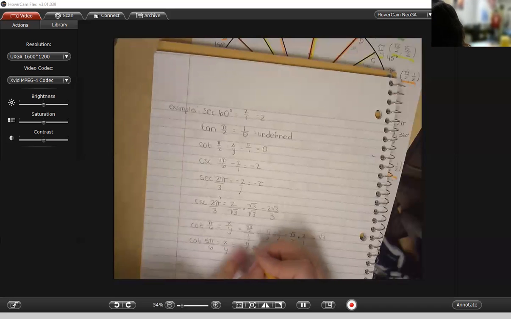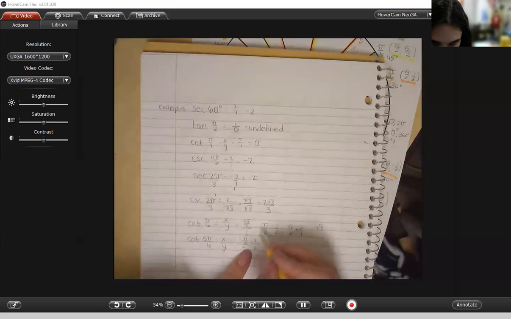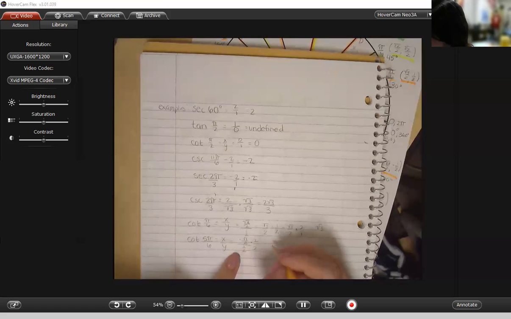Another way to do this mathematically is to multiply both the top and the bottom by 2 in this fraction, because again, that's just a big 1. Negative rad 3 over 2 times 2 is just negative rad 3. 1/2 times 2 is just going to be 1. So I'm going to be left with negative rad 3 over 1, which is just negative rad 3.